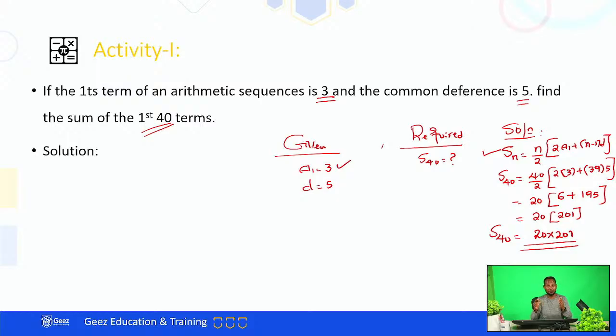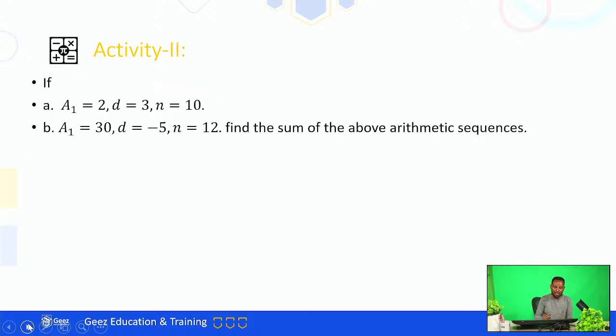Do you guys have any question? Just raise your hand or click on the link provided to you and give me a question based on the concept we have. Okay, let me take you to another activity.